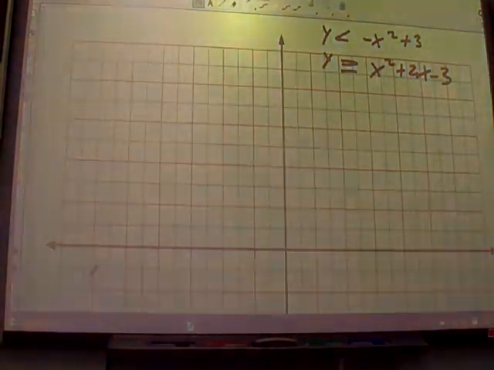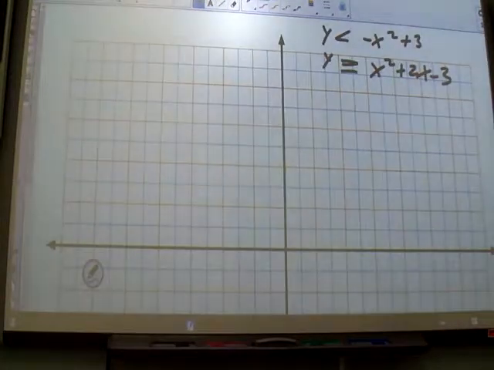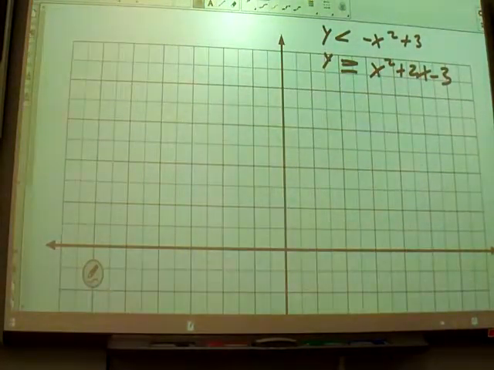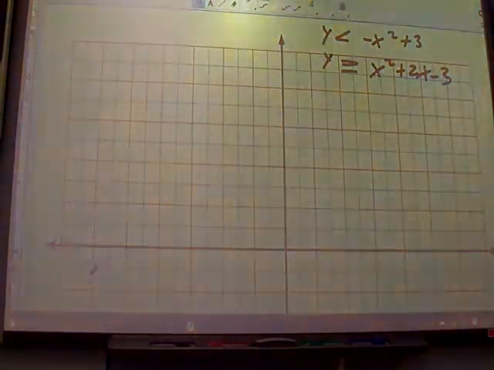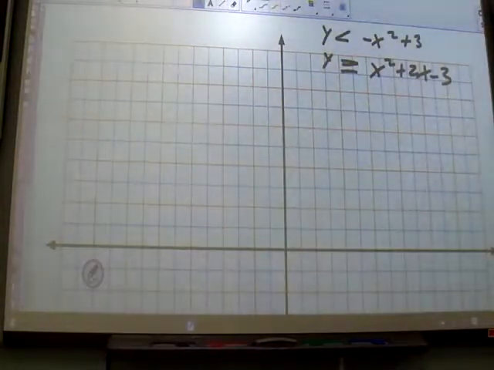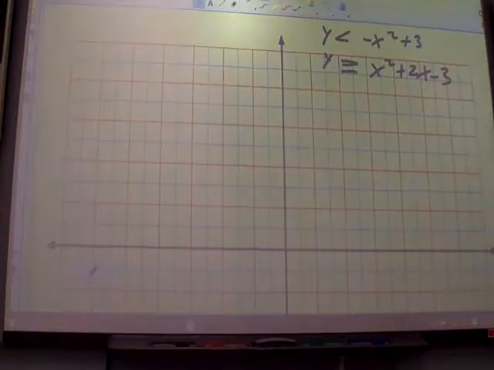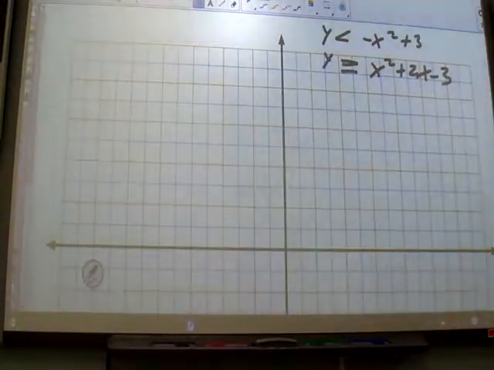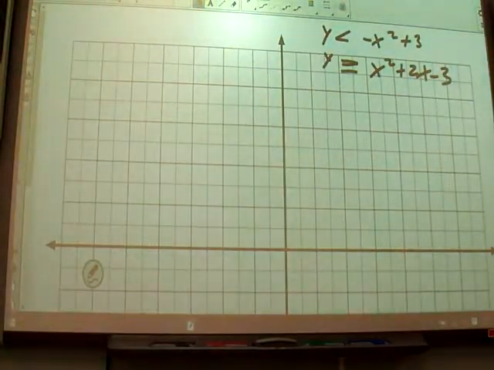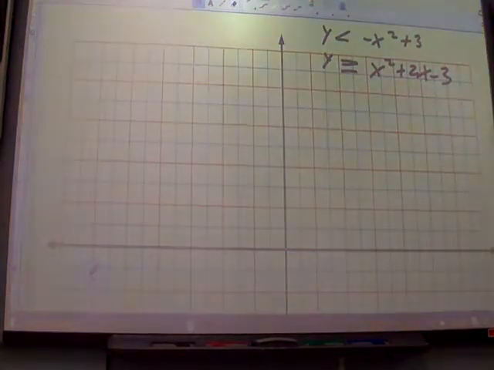Then our ultimate answer here is going to be where the 2 shadings for the 2 parabolas overlap. So we should end up with a section where the first parabola's shaded area overlaps with the second parabola's shaded area, and that will be your answer. That will be the solution that we're looking for.